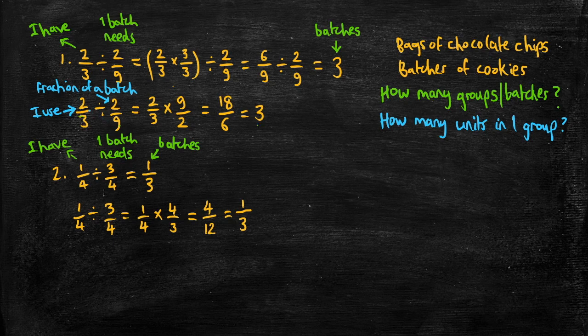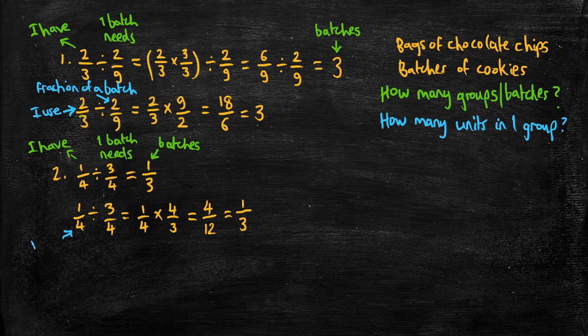And the reason is because I can multiply the 2/3 by 9/2. So by inverting the 2/9, then that will tell me how many bags I need for a whole batch of cookies. Okay, and then let's apply that thinking to the second example.